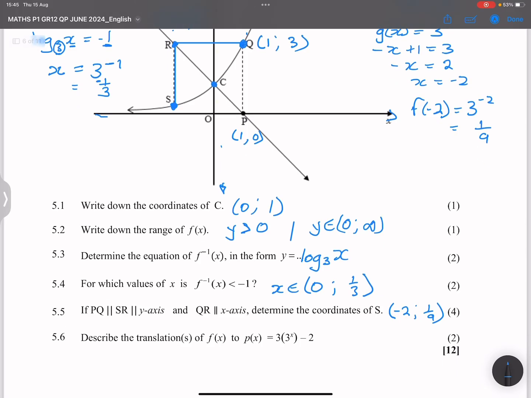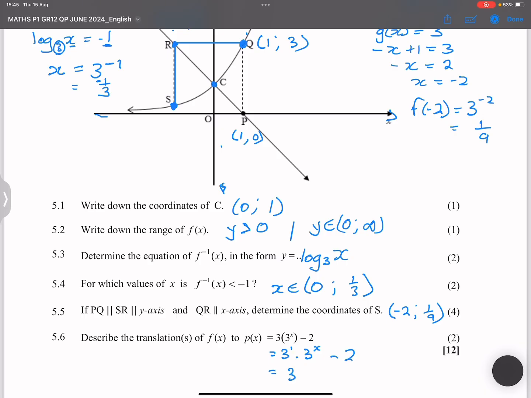Now they say to us, describe the translation of f of x to p of x if it is equal to 3 times 3 exponent x minus 2. So let's rewrite this: 3 to the exponent 1 multiplied by 3 to the exponent x minus 2.